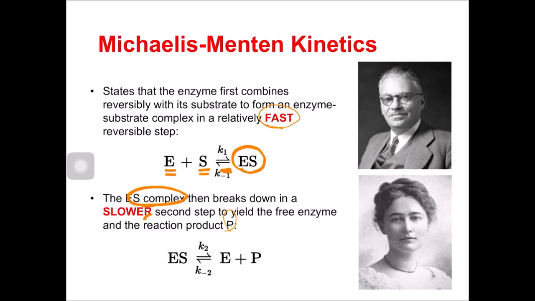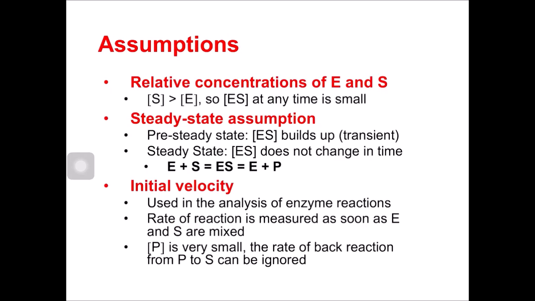And in Michaelis-Menten equation or kinetics, to be able to derive the equation, the following assumptions were made. Number one, the substrate concentration is always greater than the enzyme concentration, so that the enzyme-substrate concentration at any time is small. So since lagi mataas ang concentration ng substrate kaysa sa enzyme, ma-reach of course ang maximum amount ng substrate na magiging product lang, kasi hindi lahat ma-accommodate ng enzyme.